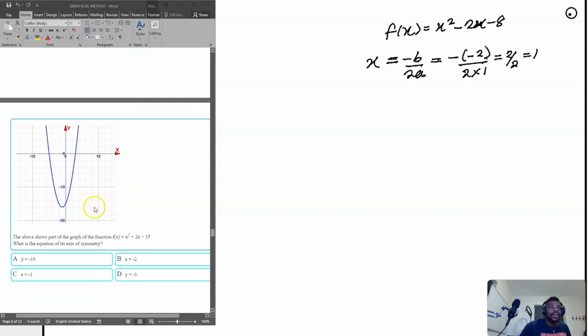Let's check the next question here. The above shows part of the graph of the function. What is the equation of its axis of symmetry? Still the same.